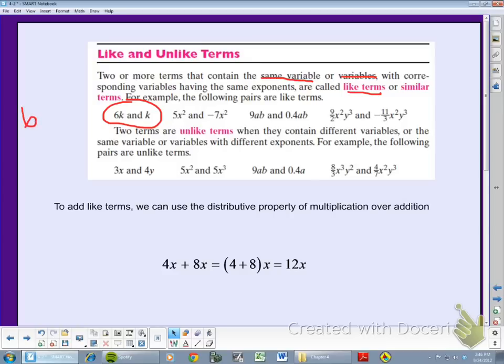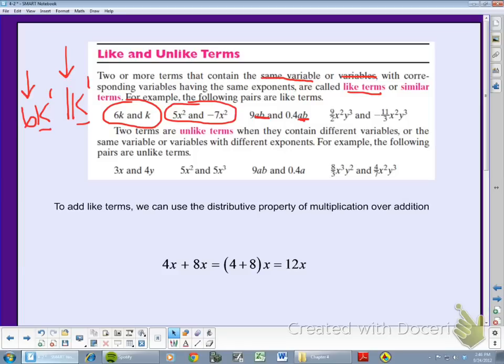Notice they don't have the same coefficient. So 6k has a coefficient of 6 and k actually has a coefficient of 1. Okay, you don't write it, but it does have a coefficient of 1. So because they both have a variable k, and the k's are raised to the first power, 6k and k are considered like terms. 5x squared and 7x squared are like terms because you have x squared and another x squared. 9ab and 0.4ab because they both have an a and a b, and both a and b are raised to the same exponent.